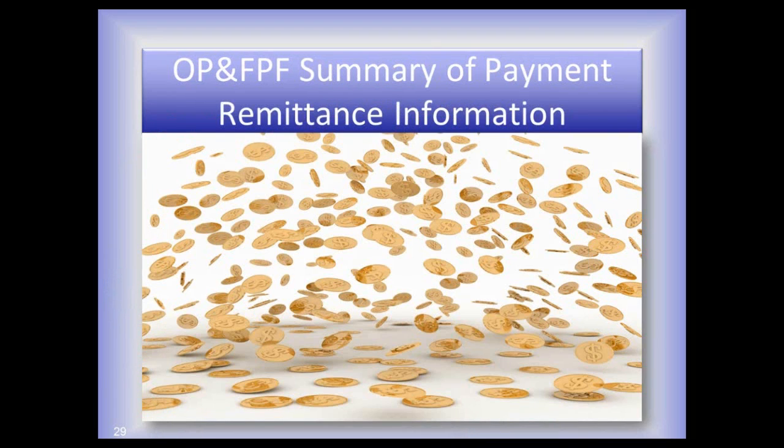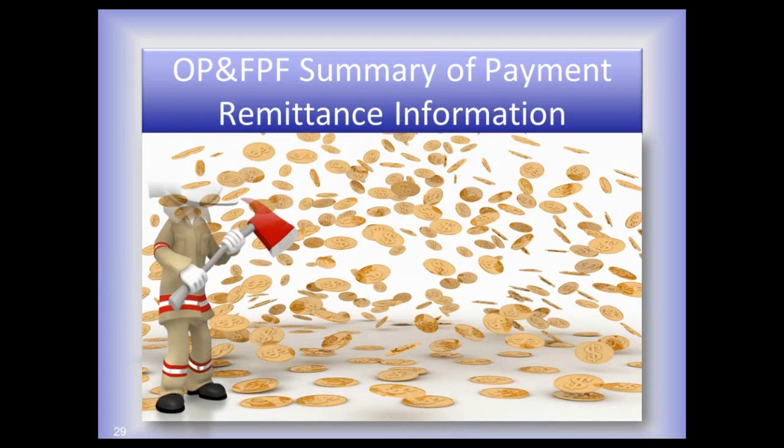OP&FPF Summary of Payment Remittance Information. The Summary of Payment Remittance Information is used by OP&FPF to capture information about monies received from an employer. This information includes the employer code, type of payment, amount of payment, and also provides direction to OP&FPF on how to apply employer payments to the proper accounts. Rule 742-9-17 of the Ohio Administrative Code requires employers to submit this form with all payments and reports of retirement deductions.